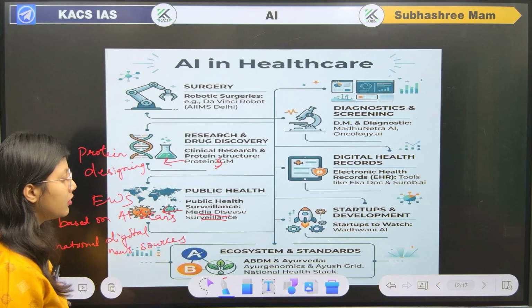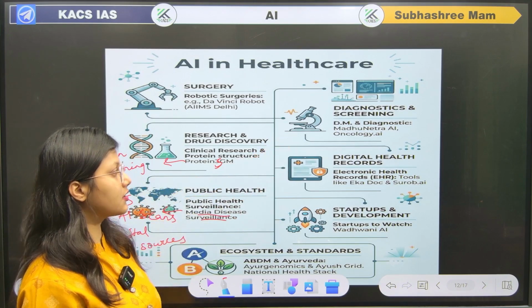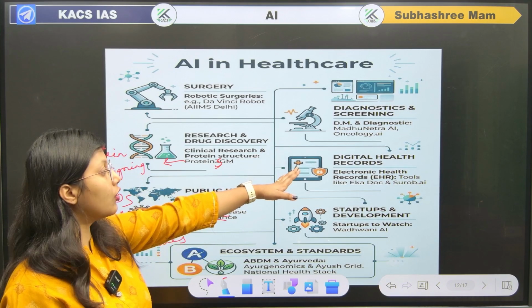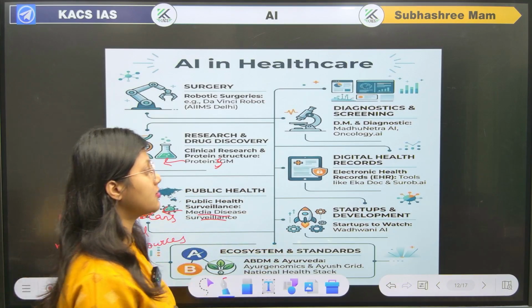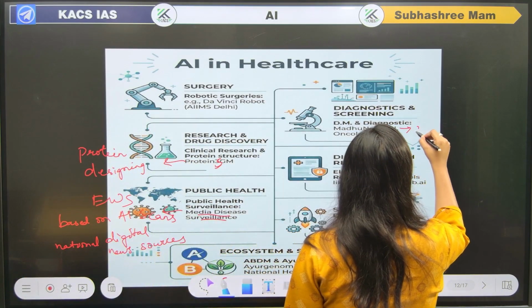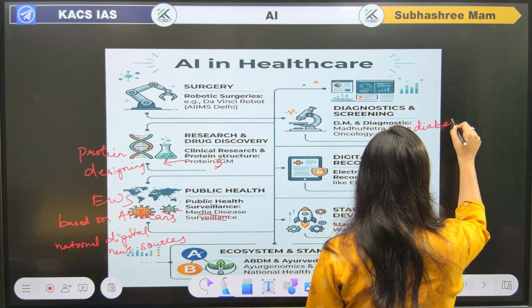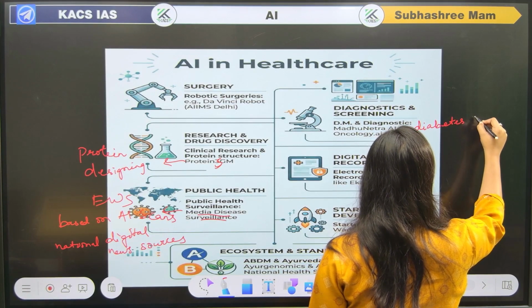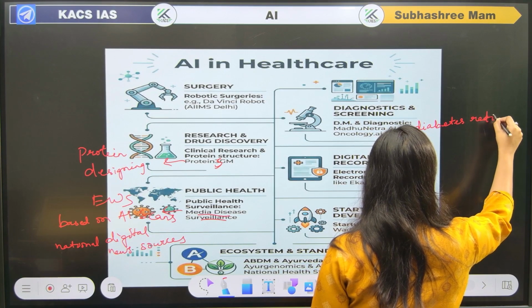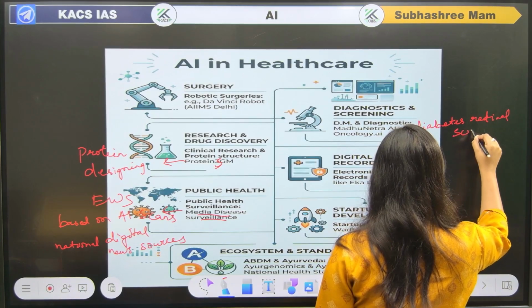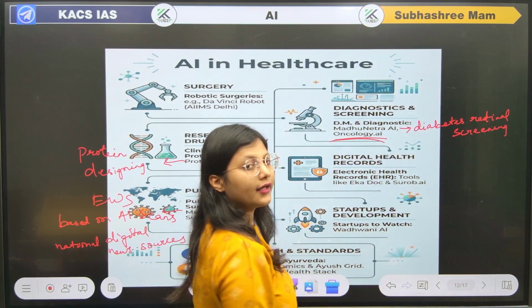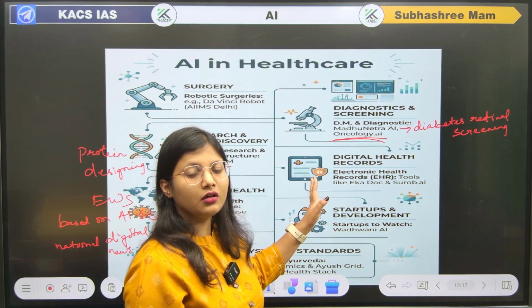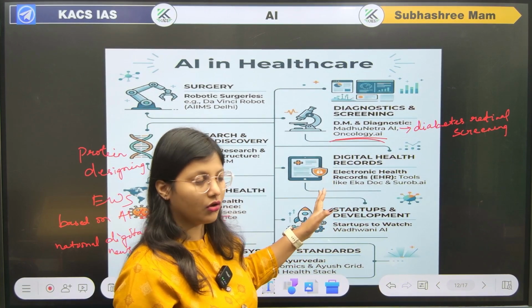Now we see the diagnostic and screening. Diagnostic and screening, what is there? Madhu Netra dot AI, what does it do? It scans the retina of diabetic patients. Diabetes retinal screening is done through Madhu Netra. Now oncology.ai, what does it do? It detects the cancer of the patients.